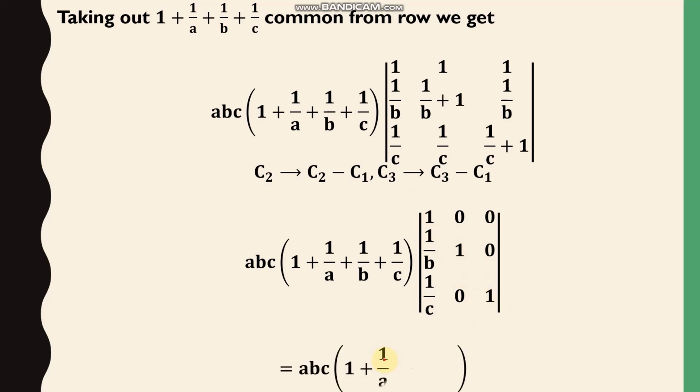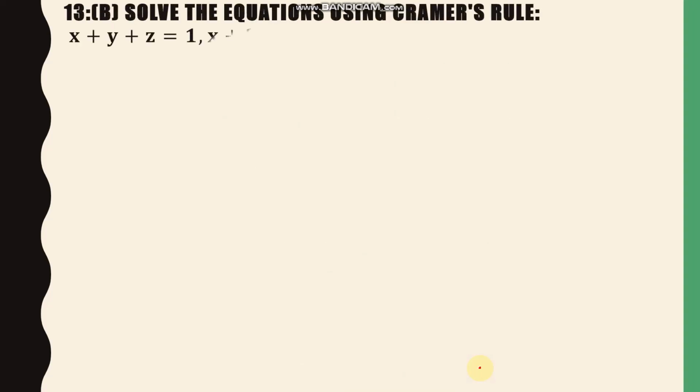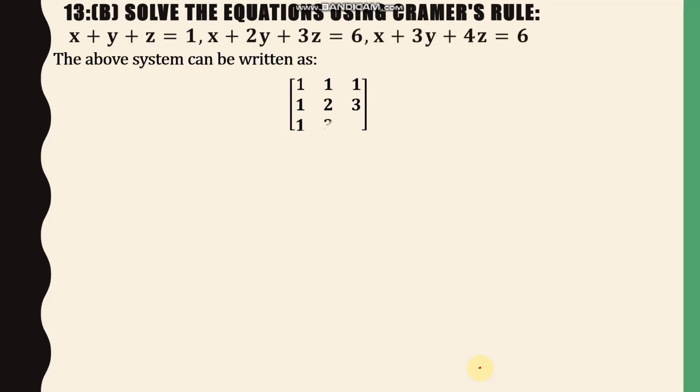So we get this equal to this, which is the right hand side, and hence we have proved what is required. Now next question, 13b part, solve the equations using Cramer's rule. Very easy, Cramer's rule. So find out the determinant, write the given equation in the form of matrices first.